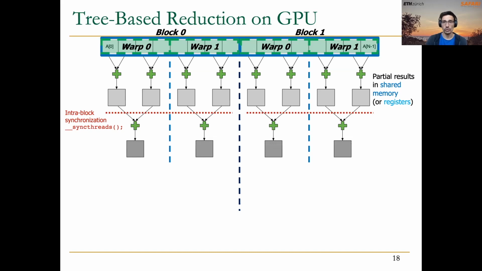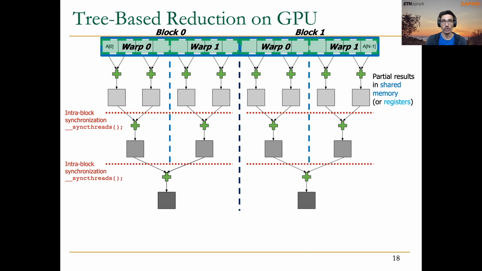So here you observe that after 2 iterations in this specific example, we have 2 more values to add in each thread block. So we need to perform 1 more intra-block synchronization, and finally we would obtain a single value per thread block. So this value here corresponds to the partial reduction in block 0. This corresponds to the partial reduction in block 1.